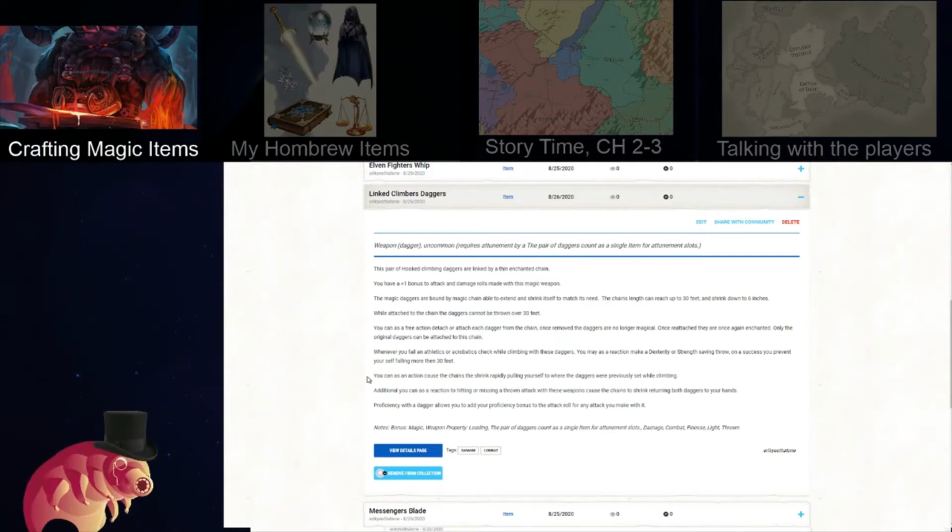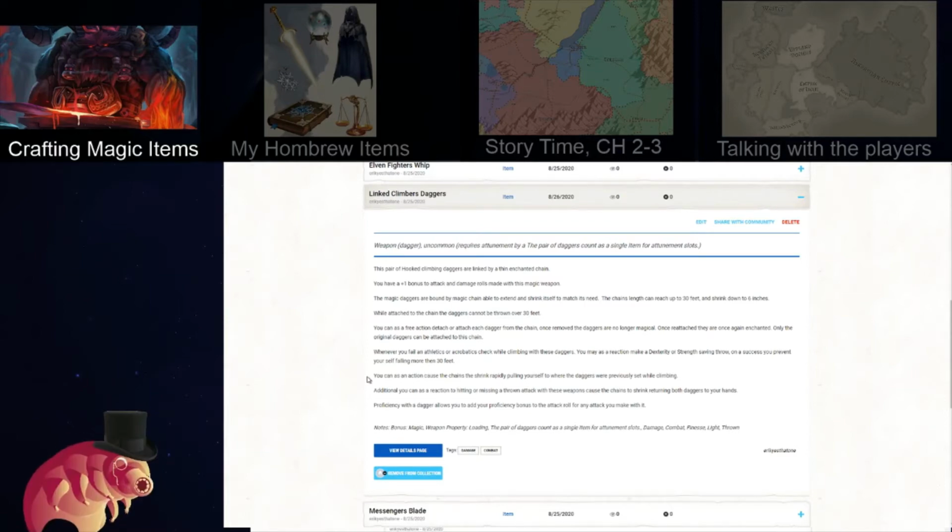Additionally, you can, as a reaction to hitting or missing a thrown attack with these weapons, cause the chain to shrink, returning both daggers to your hands. Proficiency with a dagger allows you to add your proficiency bonus to the attack roll for any attack you make with this weapon.